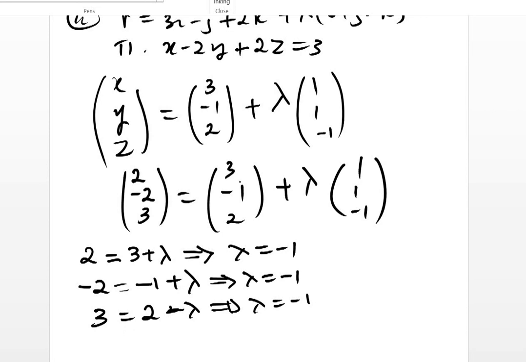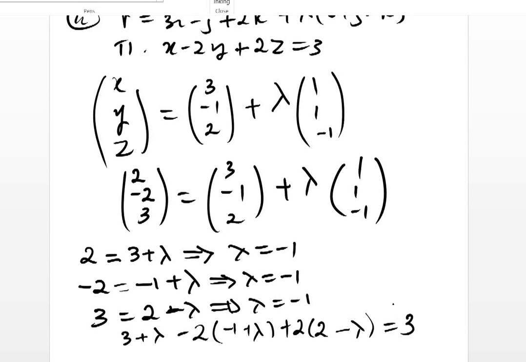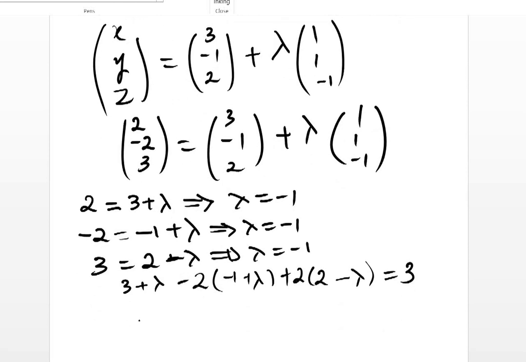So x now will be 3 plus lambda. Substituted in the plane, we have 3 plus lambda minus 2 into the y component, negative 1 plus lambda, plus 2 into the z component, 2 minus lambda, is equal to 3. Okay, now we solve for lambda here. Lambda gives us 2, so the value of lambda is 2, for which the plane is intersecting with this line. This is that line now from vector form to Cartesian form.